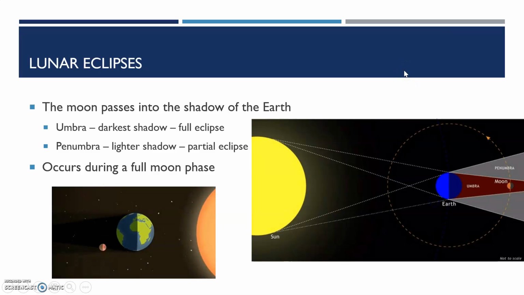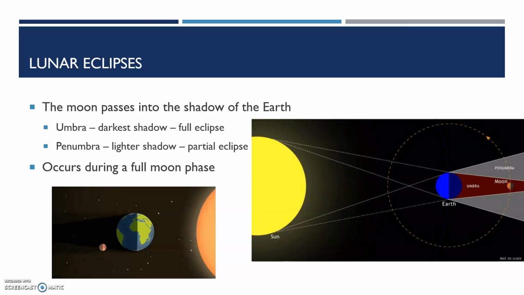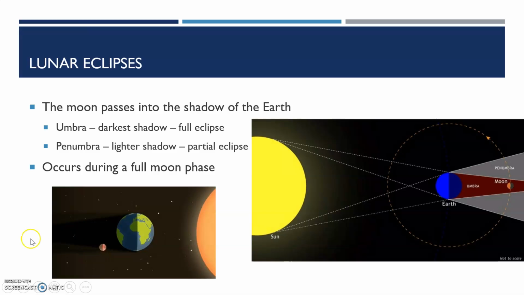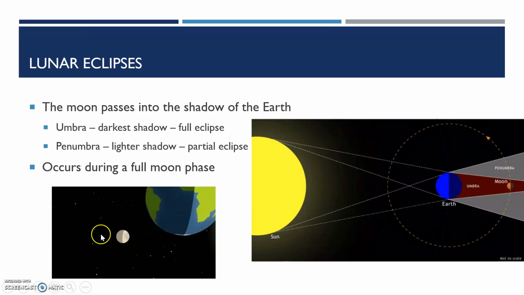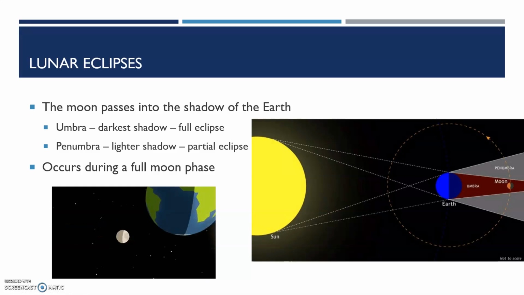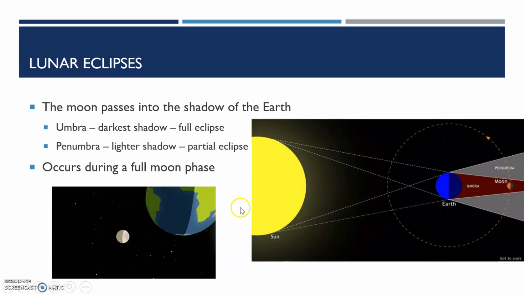All right, there are 2 major types of eclipses. Lunar eclipse is the first one. This is when the moon passes into the shadow of the Earth. There's an image down here. You can watch it. The moon literally goes into the shadow and it's completely cast in darkness. This is going to occur during a full moon only, and that's because they align perfectly when this occurs.